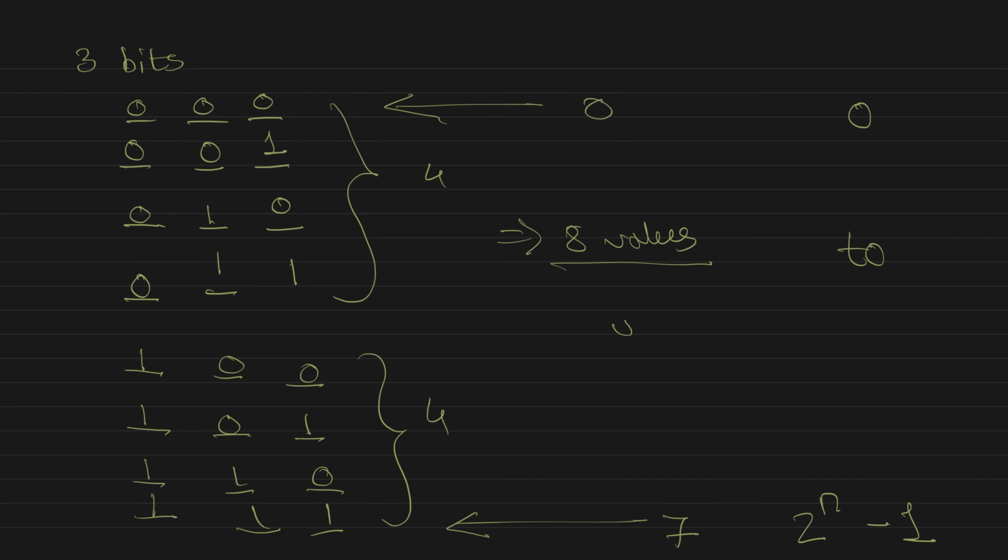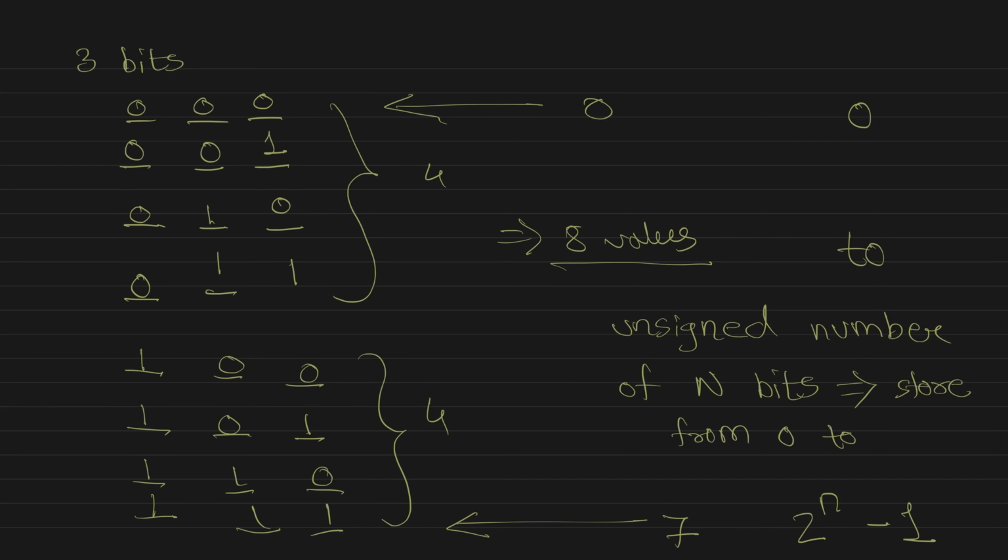So in case you have an unsigned number of n bits, you can store from 0 to 2 raised to n minus 1. So this is what we have established now.